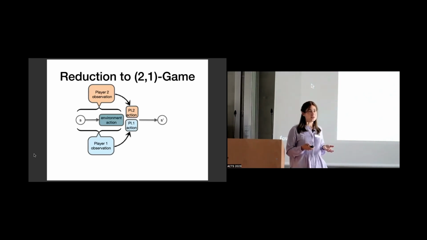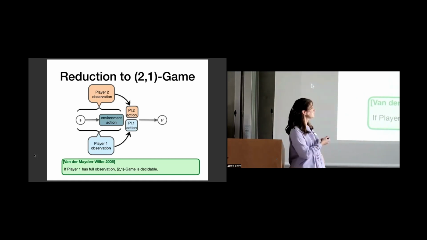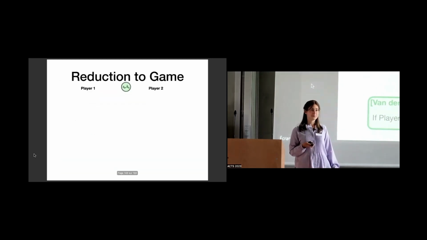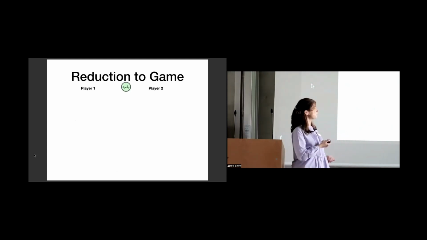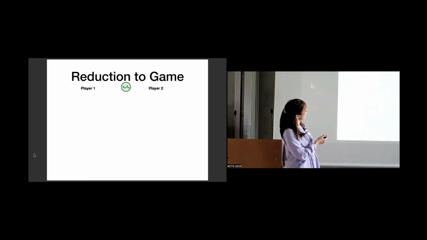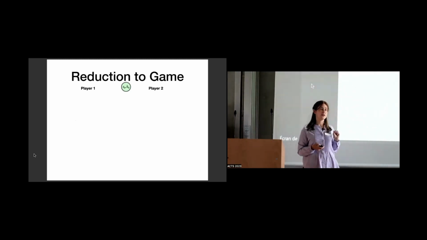So these kinds of games are undecidable. It also comes from the work of Peterson and Reif. But we know that if player one has full observation, so here its observation is exactly the state and the environment action, then it becomes decidable. So our game will be a two-player game where player one has full information, because the states of my game, the states of my arena, will be the states of this automaton that gives me my finite memory.